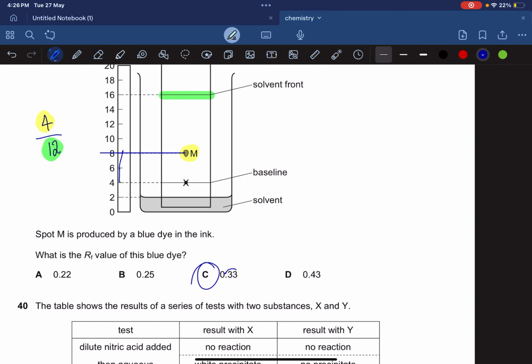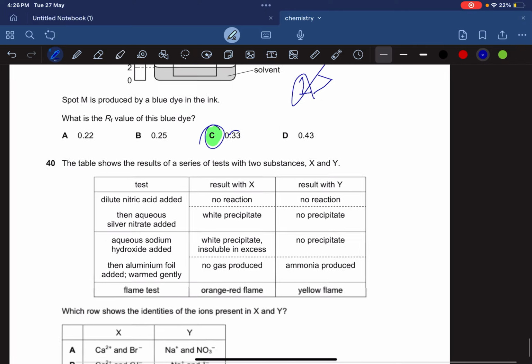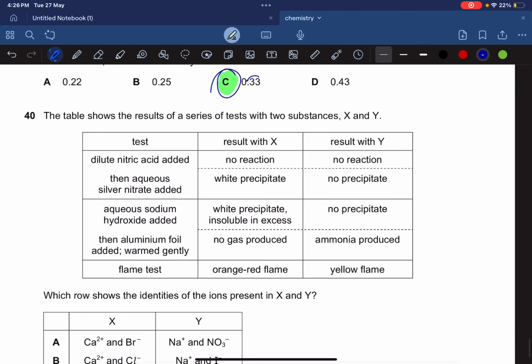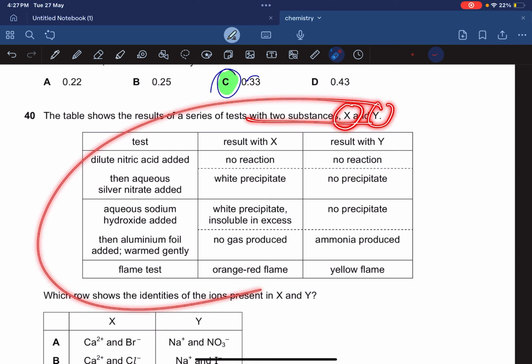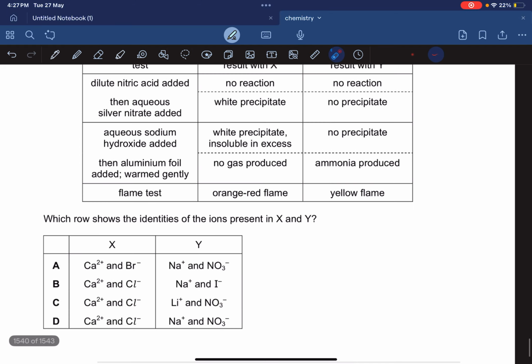Always remember that your RF value cannot be greater than 1. If you get an RF value that's greater than 1, you should know that you have made a mistake. So it can never be greater than 1. The table shows the result of a series of tests with two substances X and Y. These are the tests, and that's why I always say learn the qualitative analysis thing. You might be tested for it.